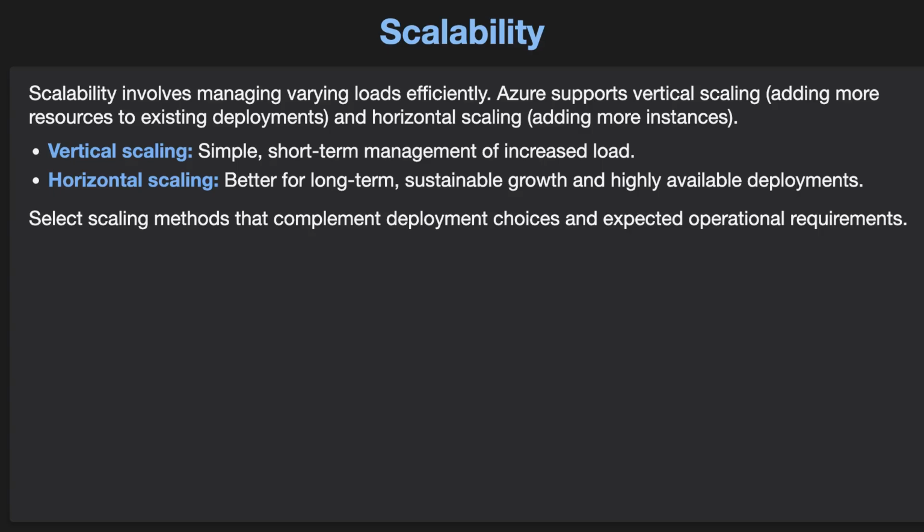Scalability involves managing varying loads efficiently. Azure supports vertical scaling, adding more resources to existing deployments, and horizontal scaling, adding more instances. Vertical scaling: simple, short-term management of increased load. Horizontal scaling: better for long-term, sustainable growth and highly available deployments. Select scaling methods that complement deployment choices and expected operational requirements.